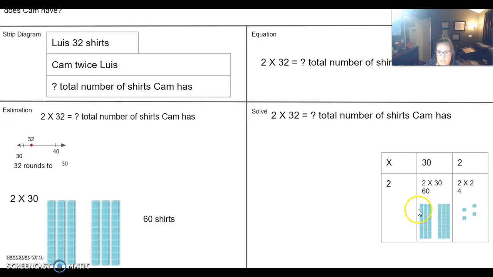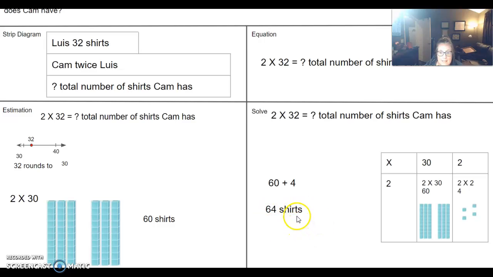And I used my base 10 blocks to help me. So I needed 2 groups of 30. So there's a group of 30 and there's a group of 30. And I can count it 10, 20, 30, 40, 50, 60. So there's where my partial product of 60 comes from. And then 2 times 2, if I forgot, I have my 2 groups of 2. So I have 1, 2, 3, 4. So there's where that comes from. Now remember, I'm going to add my partial products. So I'm going to add 60 plus 4. And when I add 60 plus 4, I get 64 shirts.